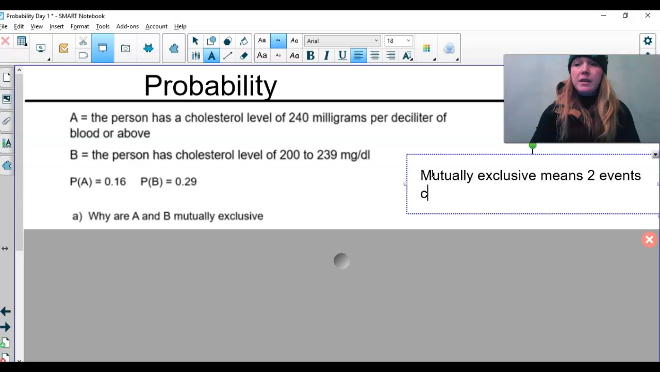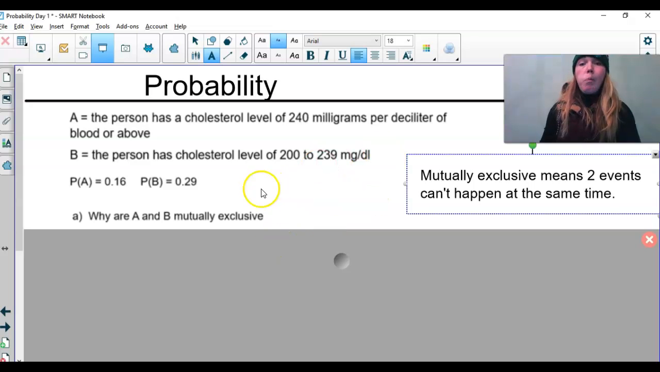Two events can't happen at the same time. Now in AP Stats, you need to be able to prove that using mathematics. Well, what is A? A is the person has a cholesterol level of 240 or over. B is the person has a cholesterol of 200 to 239. Well, I can't be in the 200 to 239 group and also be above 240. That can't happen. I can't be in both groups at the same time.